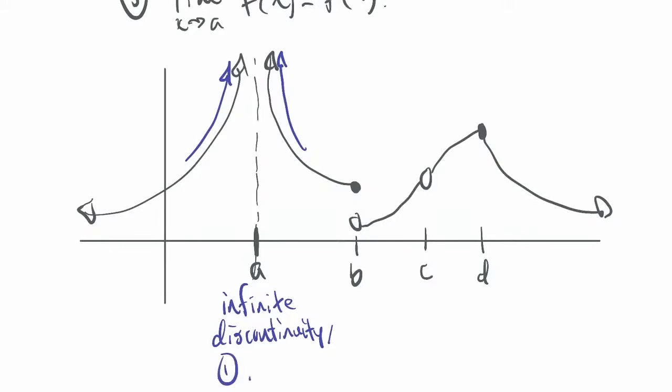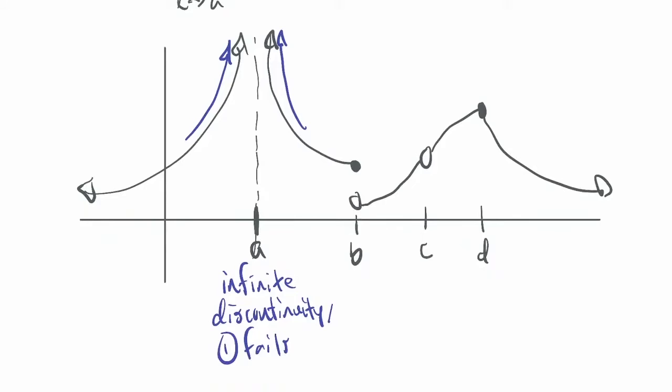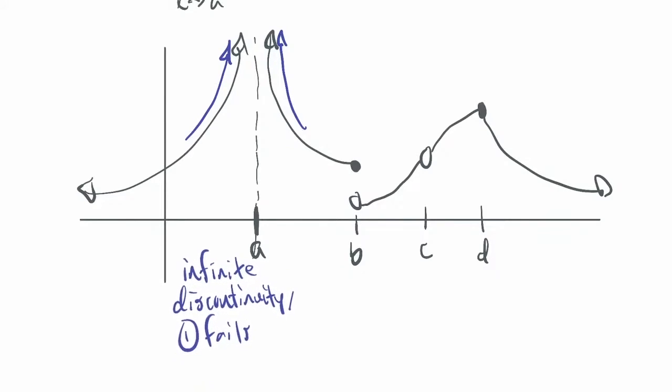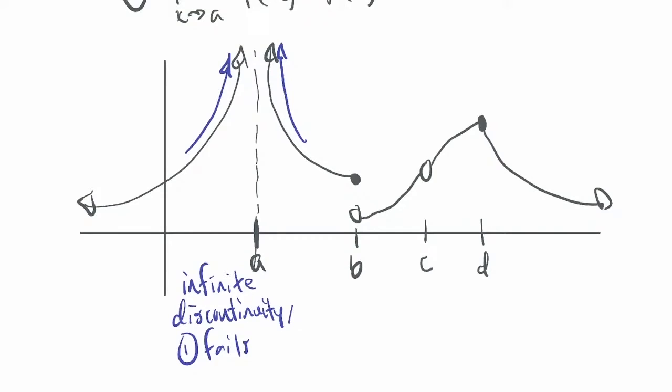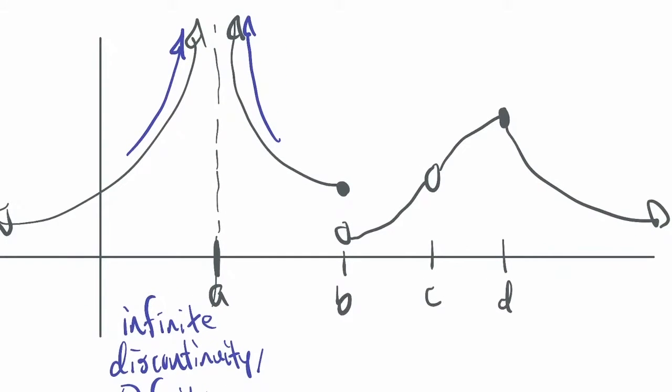So number 1 fails. Okay, let's do this. Put that there. Okay, so for B, if you look at f of B, well, f of B is whatever that y coordinate is. There's a point there, there's a dot, so the function is defined. So item 1 is met.